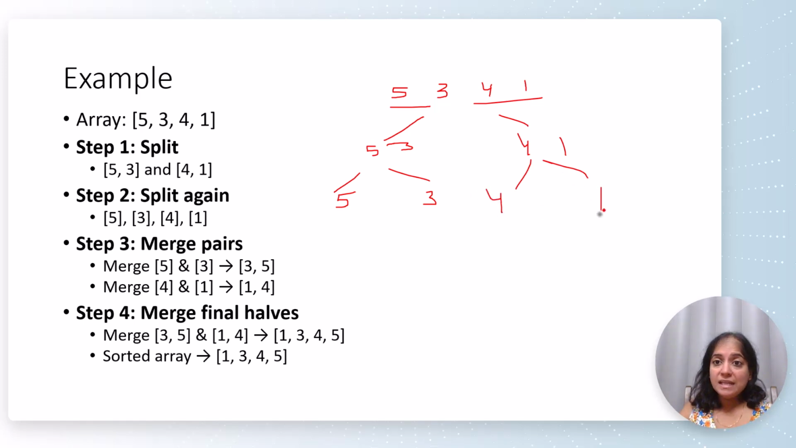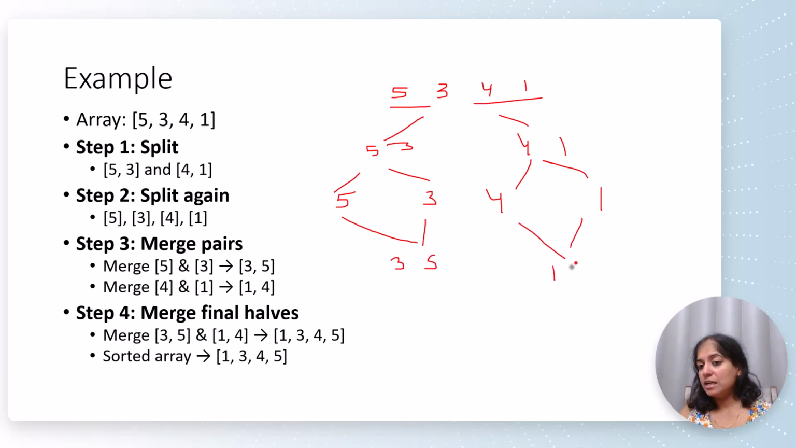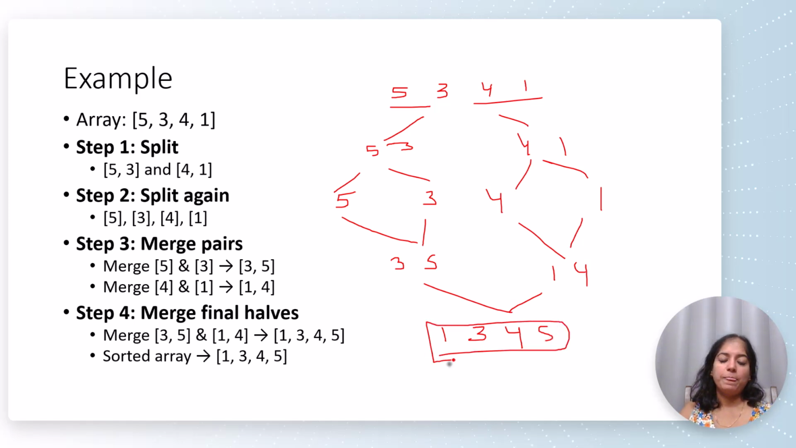Now since each sub-array has size of 1, it cannot be split further. So we start merging them in terms of sorted arrays. So 5 and 3 will be merged. It will become 3, 5. 4 and 1 will be merged. It will become 1 and 4. Then we will merge 3, 5 with 1, 4 and it will become 1, 3, 4, 5. You will get a sorted array.